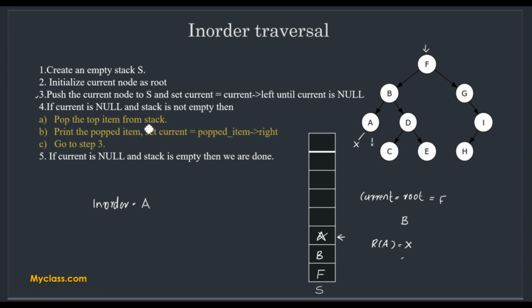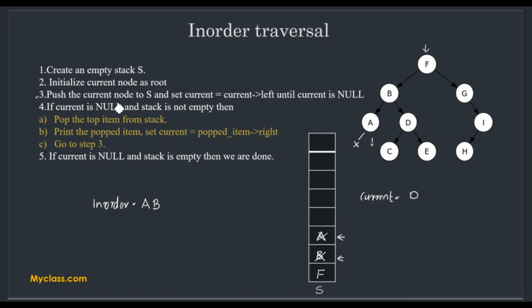So pop the top item from the stack. Now the top of the stack is B. So we pop B and print it. After that, set current equal to popped item right. So the right child of B is D. Now the current is equal to D. D is not null, so we go to step 3.